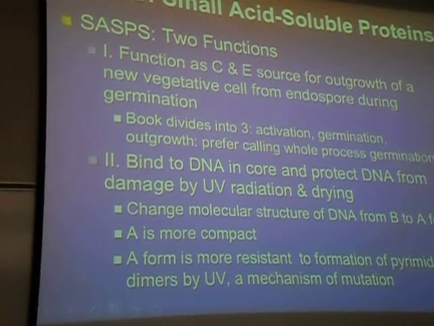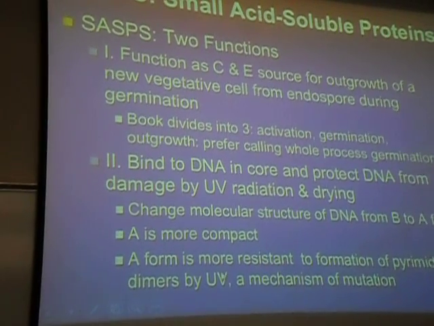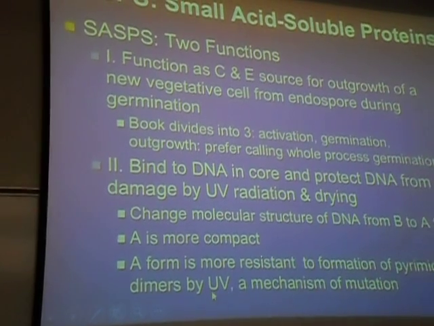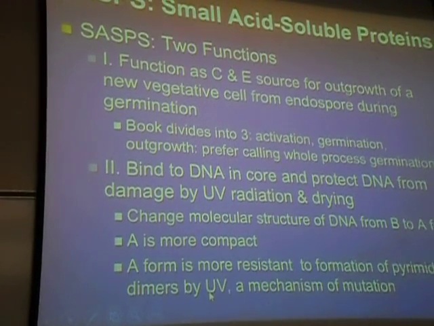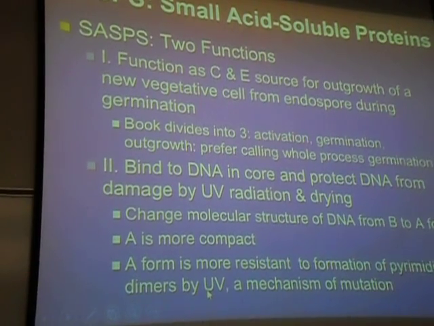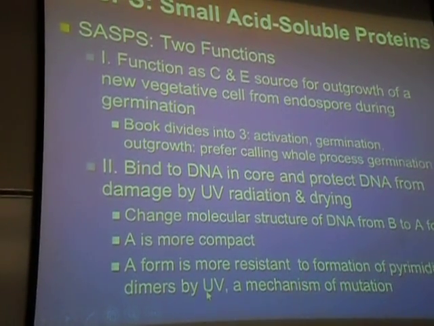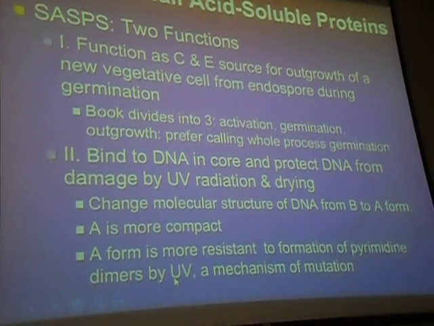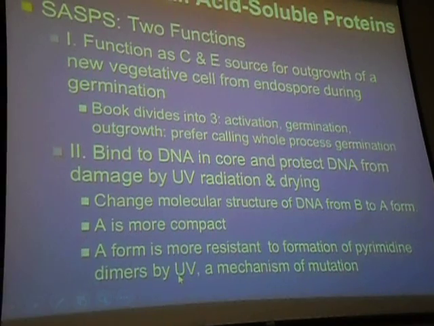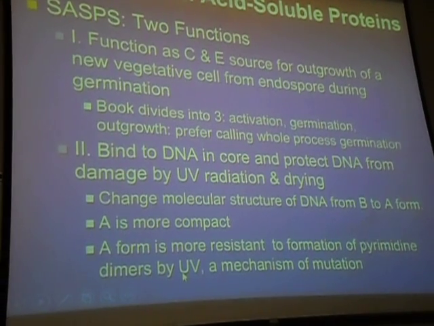The A form is also more resistant because it prevents the formation of pyrimidine dimers. If you have DNA and you have two thymines that are next to one another, what kind of base is thymine? It's a pyrimidine, okay? It's only got one ring. If you have two thymines next to one another, they can form a covalent bond between them. That's one of the things UV light does. In fact, it does it in our own DNA.